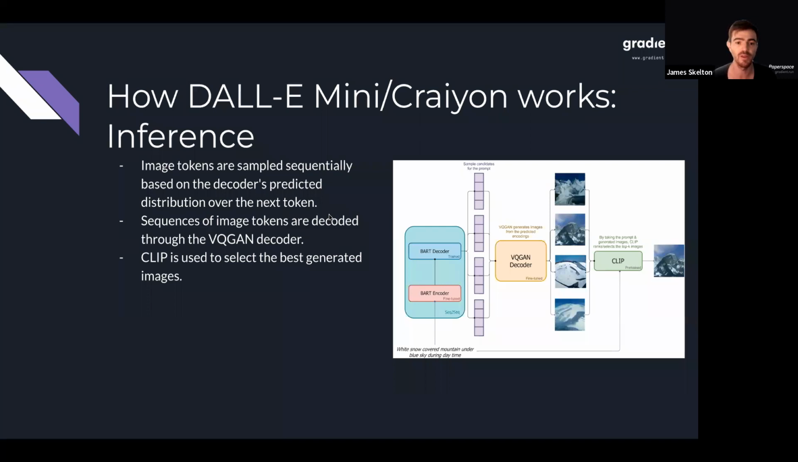The image tokens are then sampled sequentially based on the decoder's predicted distribution over the next token. So it uses the first token in the sequence to then predict the next, and the next, and the next. And using the trained model, it is able to impart the desires of the caption onto the image. This sequence of image tokens is then decoded through the VQGAN decoder, and CLIP is used to rank and select the best generated images, just picking the top K images. You can determine how many images you'd like that to be in the code.